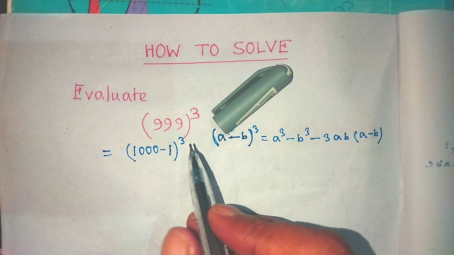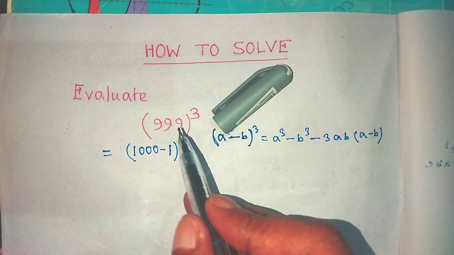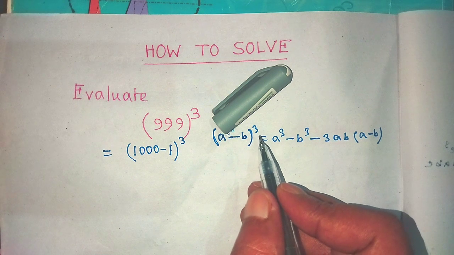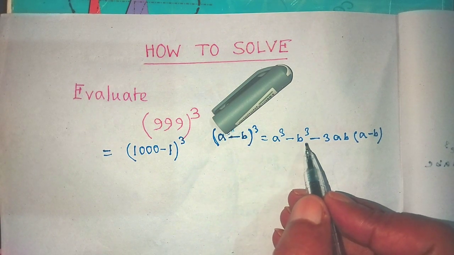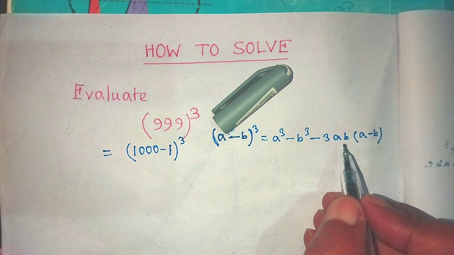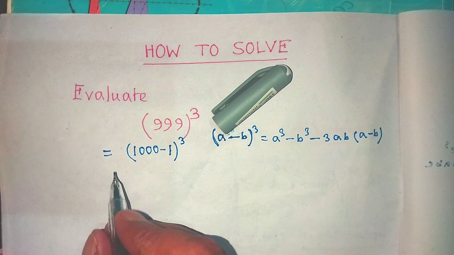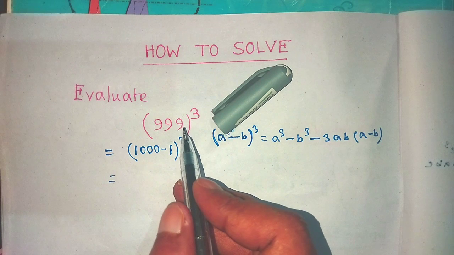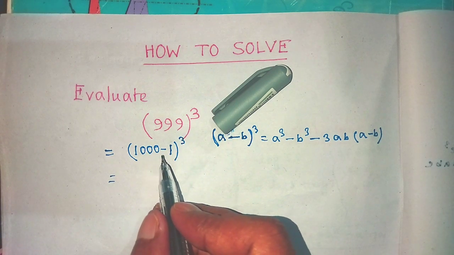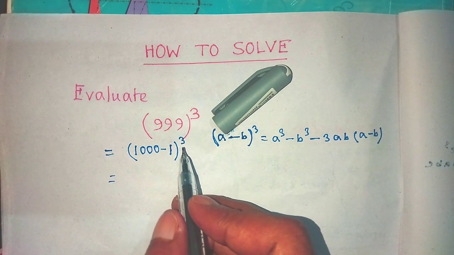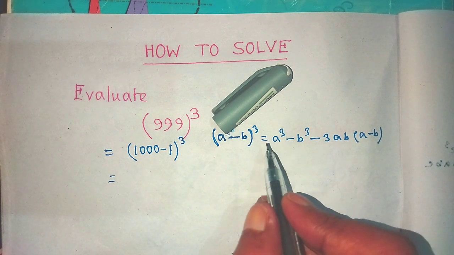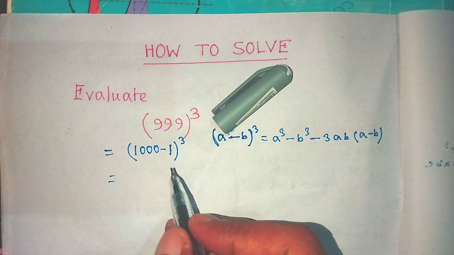So student, to simplify this exponential form, we have to apply the formula (a minus b) whole to the power 3 is equal to a cubed minus b cubed minus 3ab into (a minus b). In the place of the base here is 999, so we have to take 1000 minus 1, and in the place of the power we have to write 3. After that we can apply this formula on this algebraic expression.